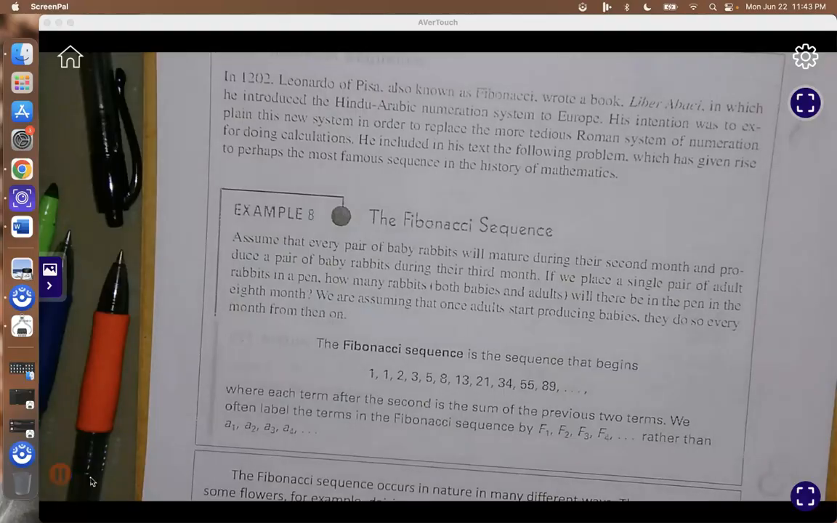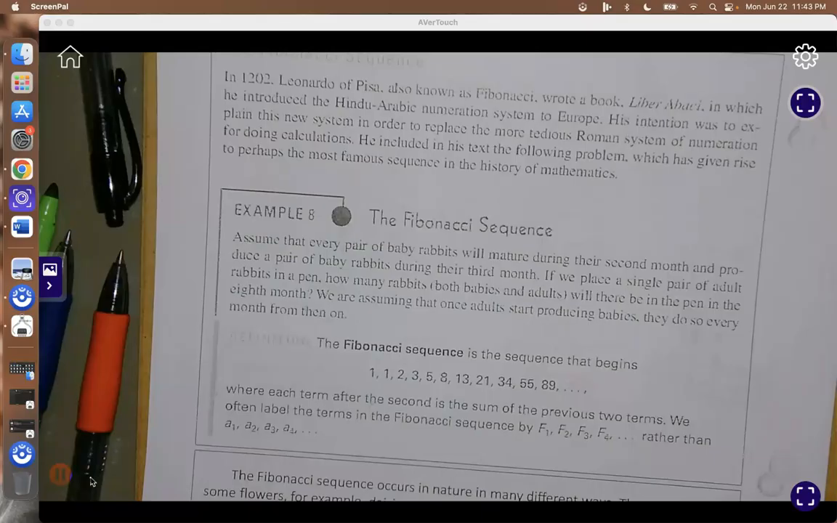Alright, backside, Fibonacci sequence. Okay, Leonardo Pisa, also known as Fibonacci, wrote a book in which he introduced the Hindu or Arabic numeration system to Europe. His intent was to explain this new system in order to replace a more tedious Roman system of numeration for doing calculations. Alright, so he included in his text the following problem, which has given rise to perhaps the most famous sequence in the history of mathematics.